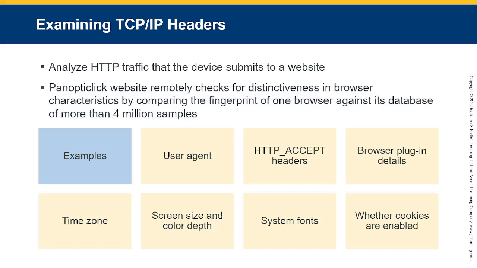When they examine TCP/IP headers, they analyze, for example, the HTTP traffic that the device submits to the website. For a no-click website, it remotely checks for distinctness in the browser, such as by comparing the fingerprint of one browser against a database of more than 4 billion samples. You look at examples such as user agent, HTTP accept headers, browser plugin details, time zone, screen size and color depth, system fonts, and whether cookies are enabled.